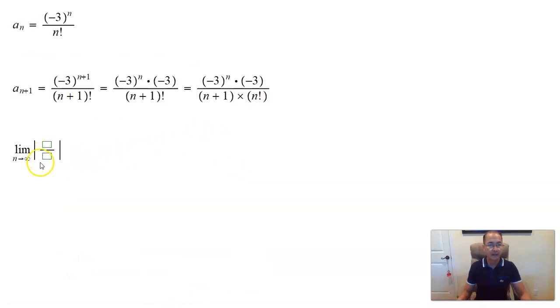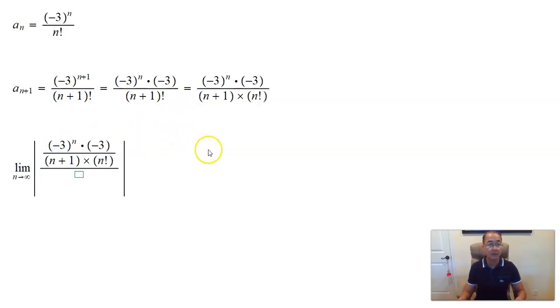All right, so we need the limit as n approaches infinity, and the ratio test says put a sub n plus 1 in the numerator and a sub n in the denominator. So here is a sub n plus 1. It goes in the numerator, and a sub n, the original term, goes in the denominator.